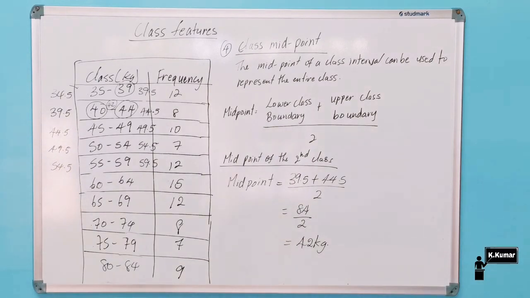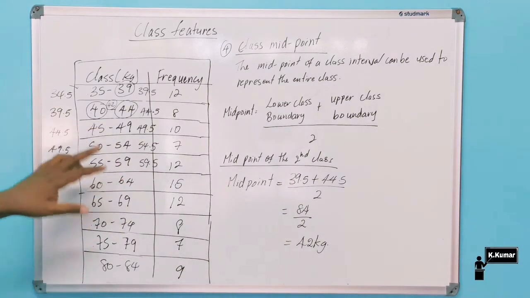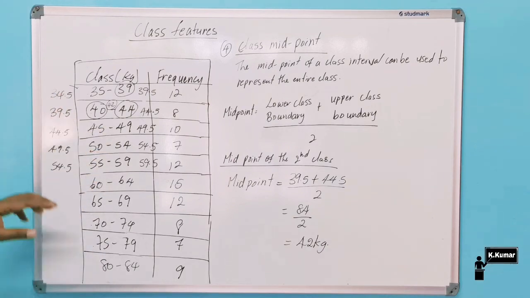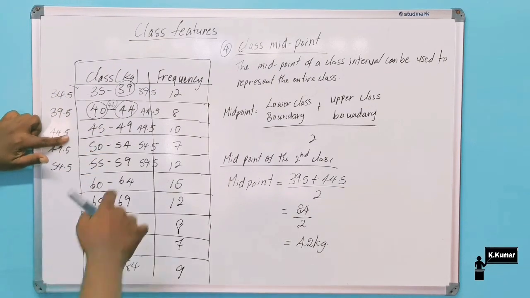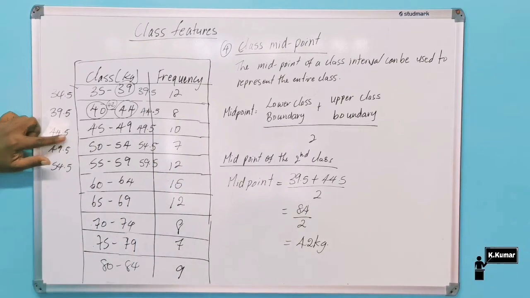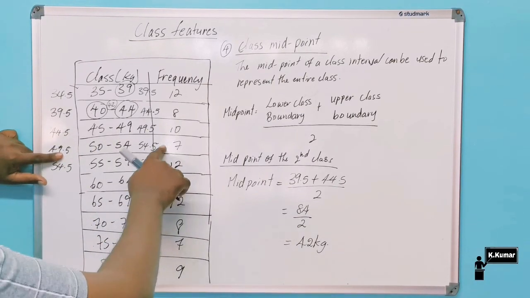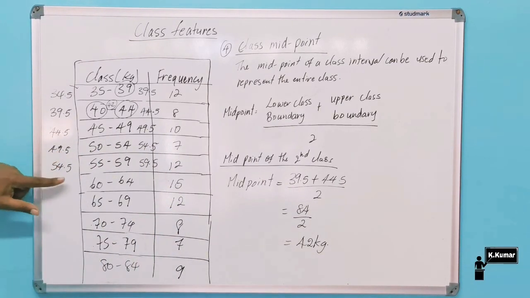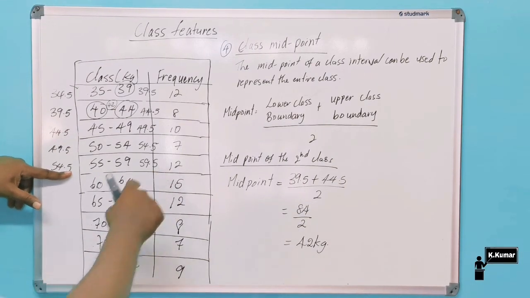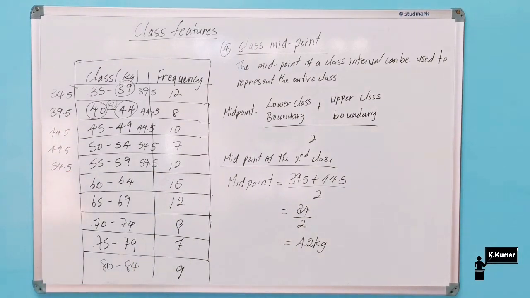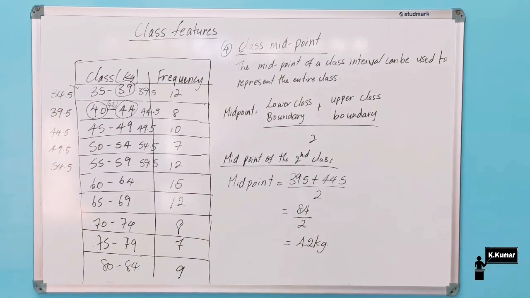And if you want, you can go and find the midpoint of the other classes. So this would be 44.5 plus 49.5 divided by 2, 49.5 plus 54.5 divided by 2, 54.5 plus 59.5 divided by 2, and so forth. And that's how you find your class midpoint.